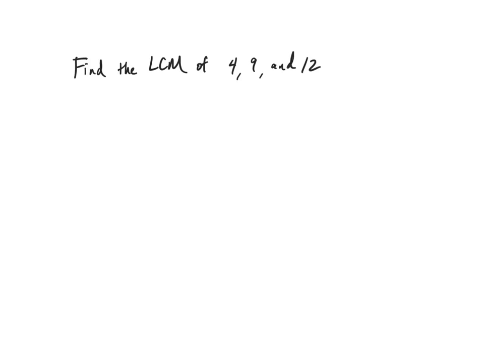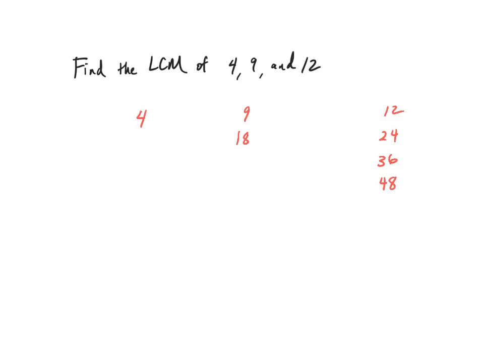Here is another example. Find the LCM of 4, 9, and 12. So I'm going to list those numbers out, 4, 9, and 12. I'm going to start counting by my largest one. 12, 24, 36, 48. I'm now going to go up until I find a common multiple or until I get to at least 48 in the 9 column.